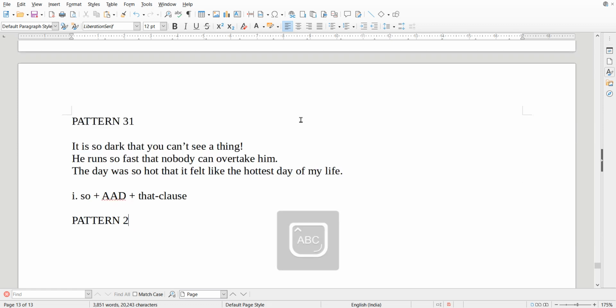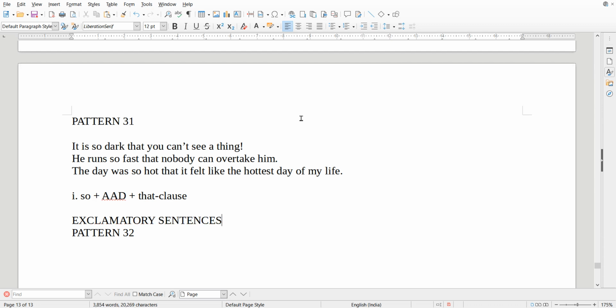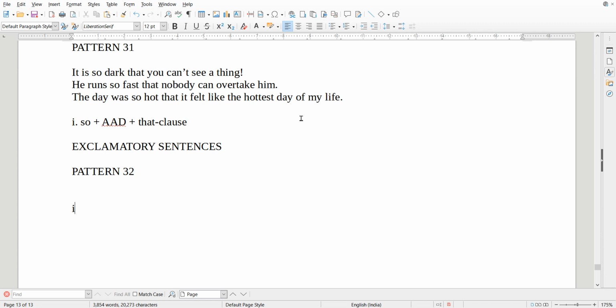Pattern 32. So it was so hot that it made me feel as if it were the hottest day of my life. Pattern 32 is patterns of exclamatory sentences. They apply to exclamatory sentences. Okay, what the structure is, I'll directly give you the sentences. I can copy the structures later.